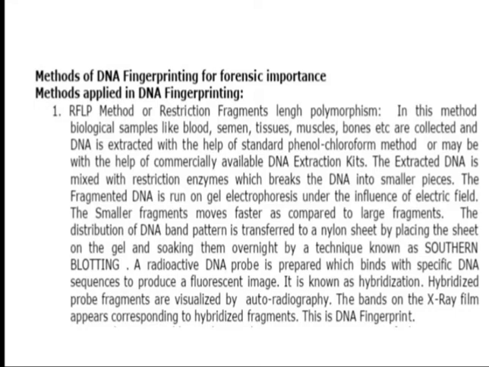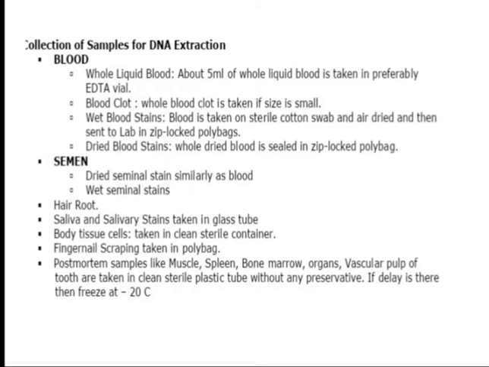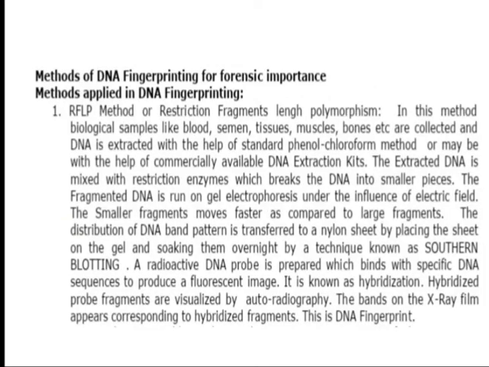The fragmented DNA is run on a gel electrophoresis under the influence of an electric field, and the smaller fragments move faster as compared to the larger fragments. The distribution of the DNA band pattern is transferred to a nylon sheet by placing the sheet on the gel and soaking them overnight, by a technique known as Southern blotting.